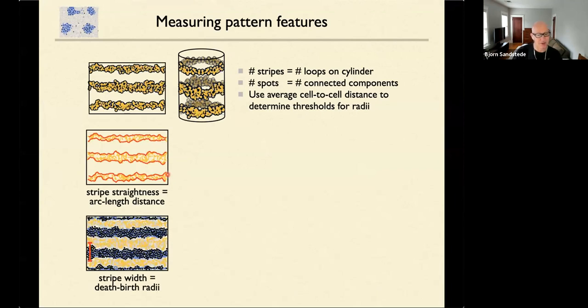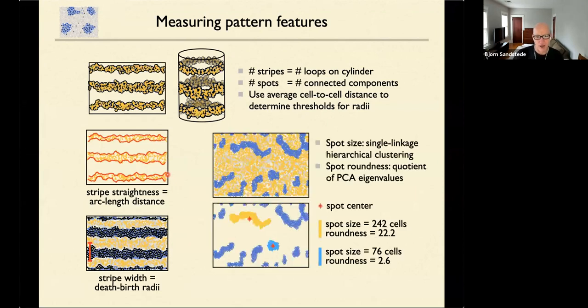The stripe width is essentially the distance between death and birth radii that tells us when these features emerge and when they disappear. The difference gives us essentially the width. And then for the spot size, we use single linkage hierarchical clustering. The roundness we measure by just essentially looking at PCA, principal component analysis, looking at the two eigenvalues and looking at their ratio.